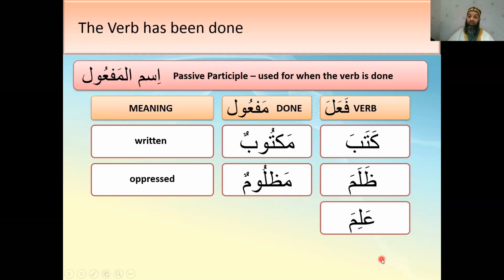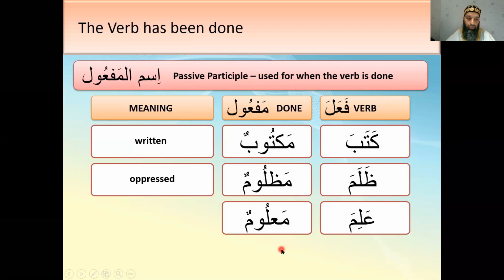Let's do another one. Alima. So alima means to know, he knows. Stick it through this maf'ul machine. What do you get? Ma. The ma comes anyway. The ayn gets a sukun on it. Ma. The lam, the middle one, second root letter, gets a dhamma. Ma'lu. A waw appears. Ma'lu. And then the meem comes at the end. Ma'lumun. Ma'lum.